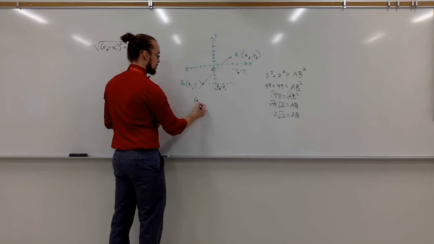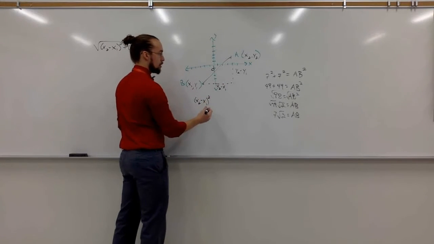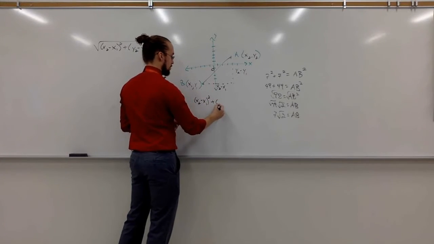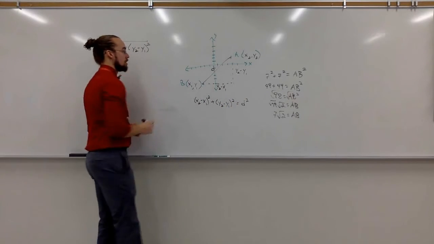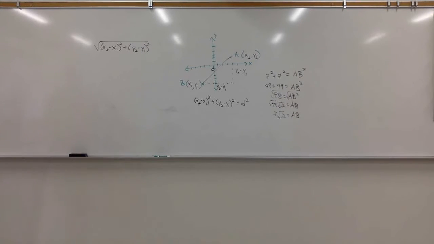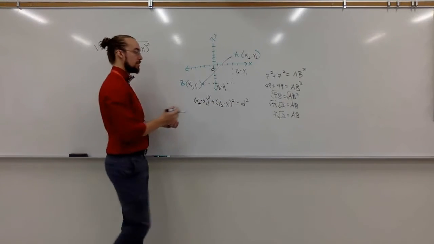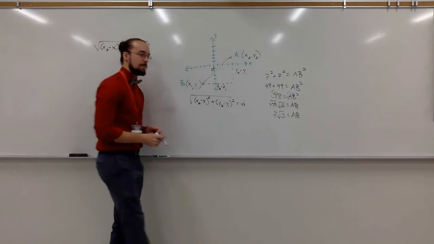So to set up the Pythagorean theorem now, to solve for d, I'm just going to say, well, one side squared, so x2 minus x1 is the length of this side squared, plus this side squared, so y2 minus y1 squared equals this side, the distance squared. Then to solve for d, all I do is take the square root of both sides. That's where the distance formula comes from.